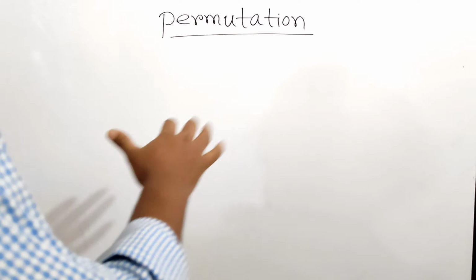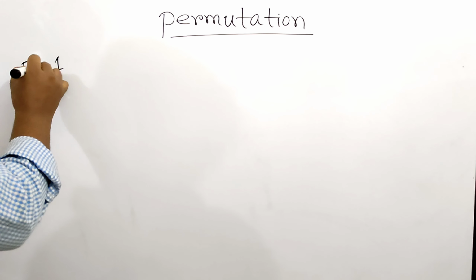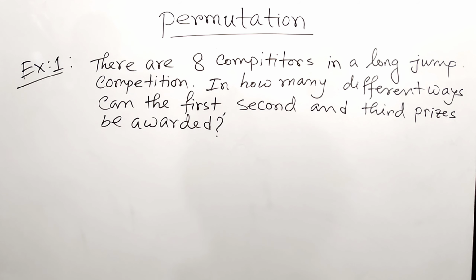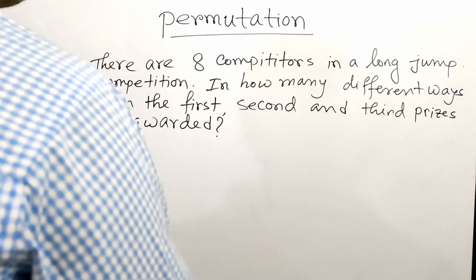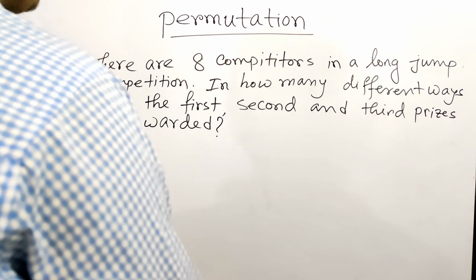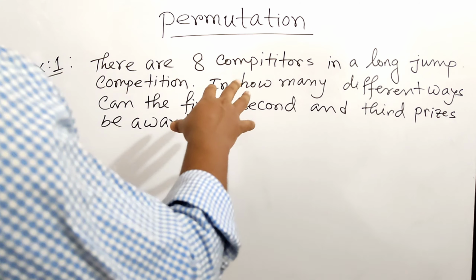Now I'll show some examples of permutation, that means how you can use the formula. Example number 1. Look at the first example. The question is: there are 8 competitors in a long jump competition. In how many different ways can the first, second and third prizes be awarded?